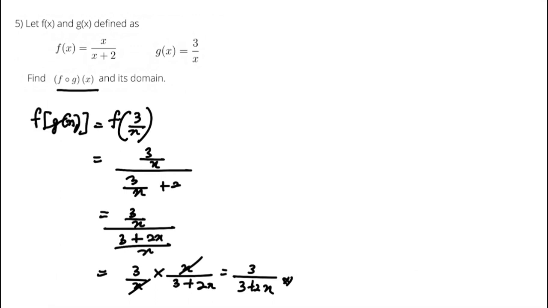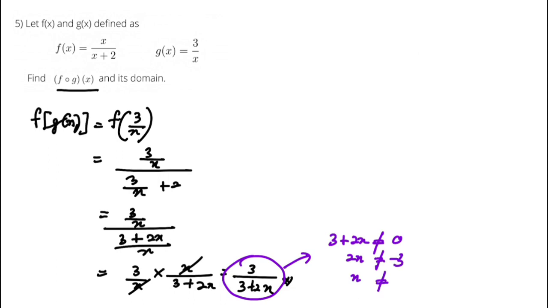And then we need to find the domain. First step, we have to determine the domain of the final expression. Since it is a rational function, our concern is the term in the denominator. What makes the denominator 0 is the restriction value of x. Therefore 3 plus 2x cannot be 0. 2x cannot be negative 3. Therefore x cannot be negative 3 over 2.